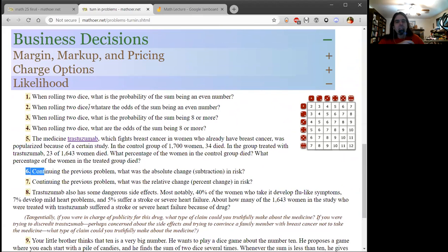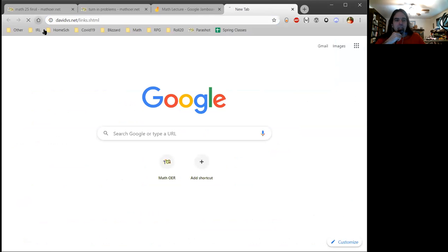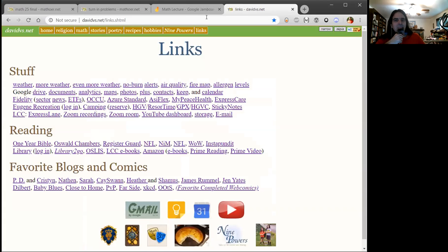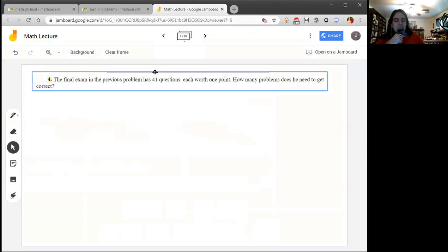Pardon my nose sneezing. If you think the allergies are bad these days, you are correct. It counts as high grass pollen when it's 200 and we're at 700, so pardon my sneezing.